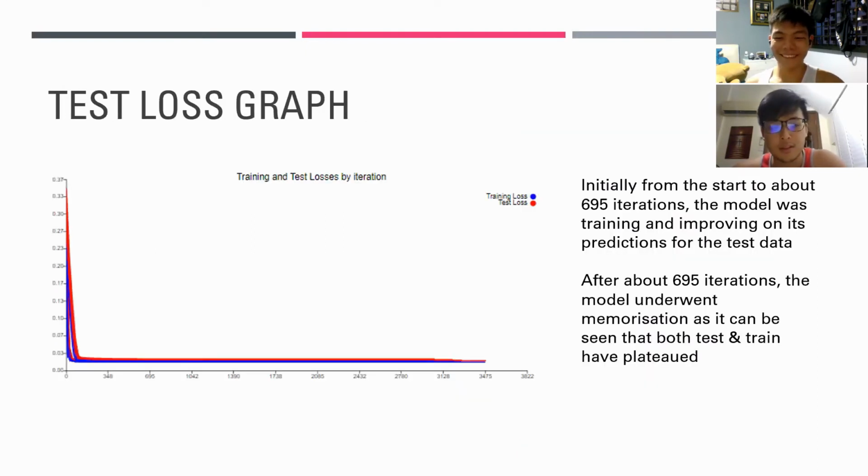So here's our test loss graph, where you can see that initially from the start, there was a bit of deviance between training and test losses. But until around 695 iterations, we suspect the model started to undergo memorization, as it can be seen that both test and train have plateaued.